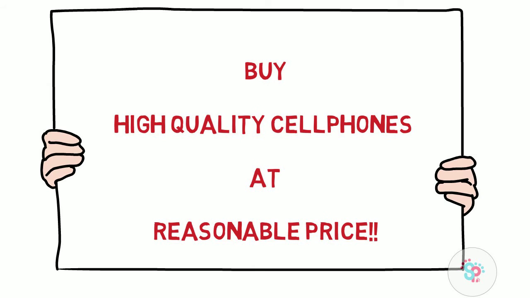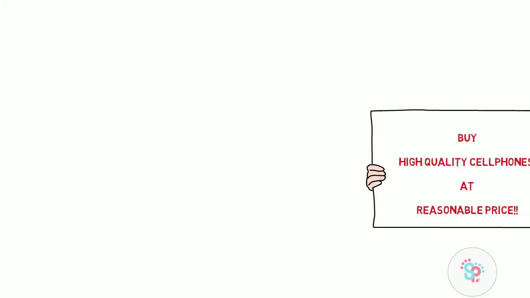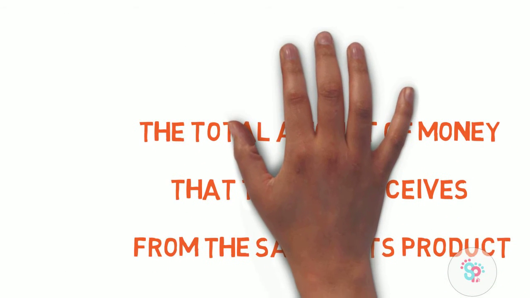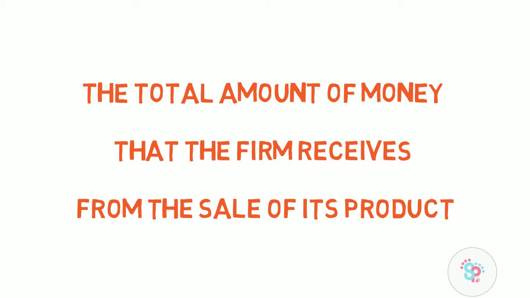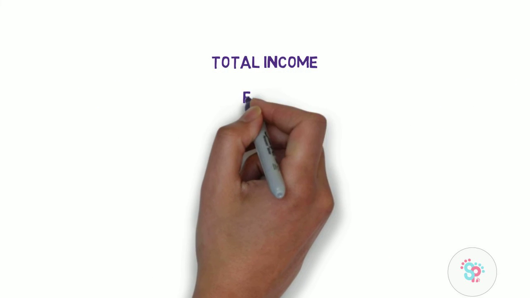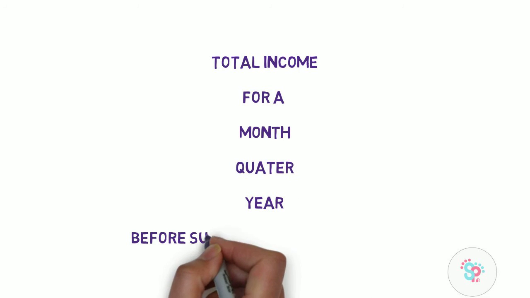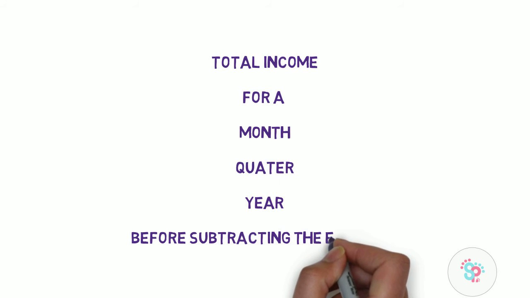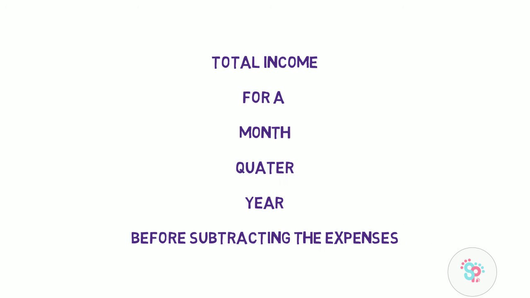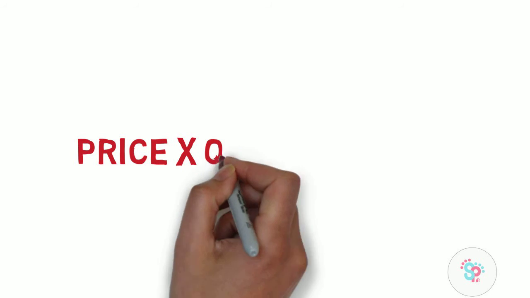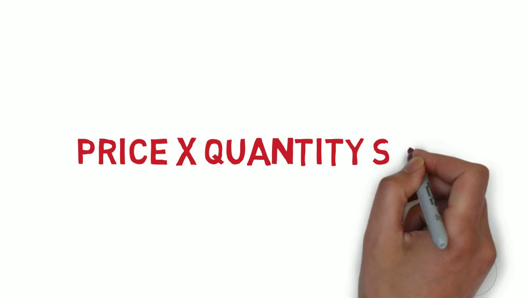in the market. And total revenue is nothing but the total amount of money that the firm receives from the sale of its products. Or in other words, total revenue is the company's total income for a month or a quarter or a year before subtracting expenses. The formula for calculating total revenue is also simple, that is, price into the quantity sold.